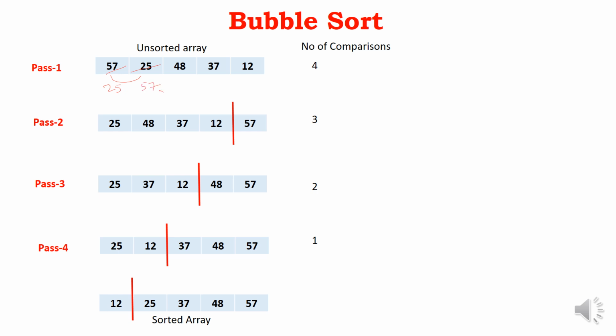Now, the second element and third element are compared. Are they in ascending order? No. So, again, interchange them. 48, 57. Now, the third element is compared with the fourth element. Are they in ascending order? No. So, 57 and 37 are again interchanged. Now, the fourth element and fifth element are compared. Are they in ascending order? No. So, again interchange them. 12, 57.